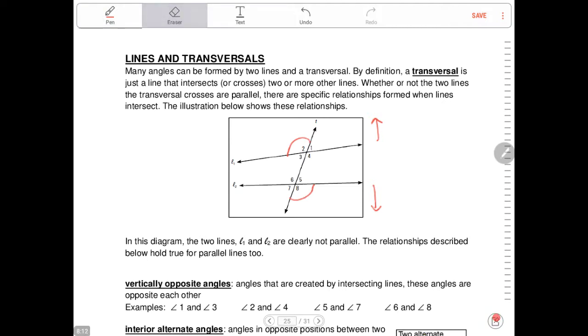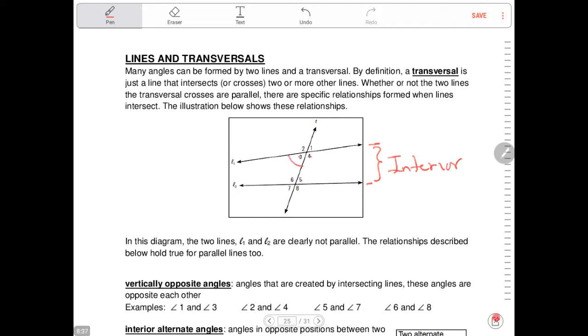Next, we're going to look at interior angles on the same side of the transversal. Now that one, you're like, oh my goodness. Well, it's exactly what it says. Interior angle, so we learned what interior is. So from here to here would be the interior. And what it simply says is interior angles on the same side of the transversal. Well, let's see. Here are my interior angles.